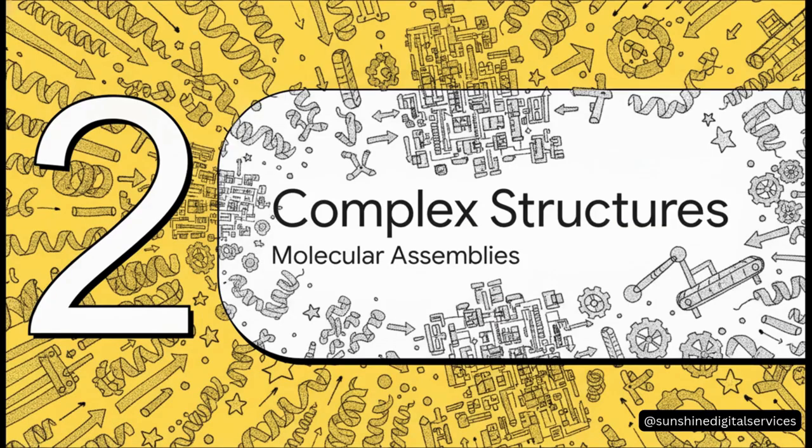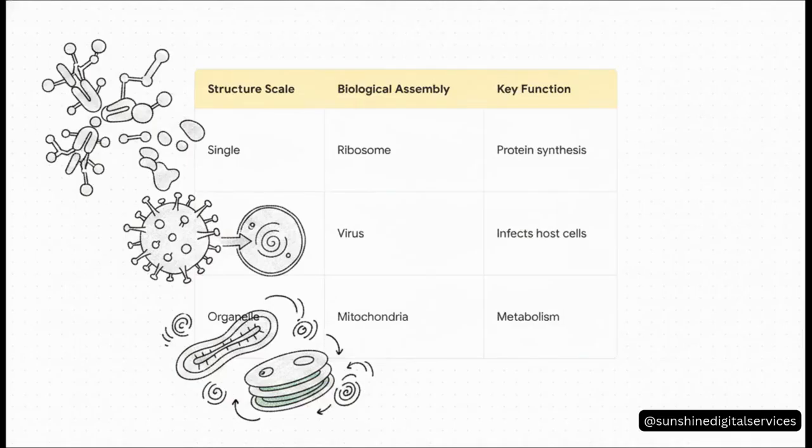Because what happens when thousands of these fundamental proteins and nucleic acids start working together? Now, what's really interesting about this slide is how we categorize scaling up. We are transitioning from a single protein or RNA right up to massive biological assemblies. For instance, the ribosome is basically the factory floor for protein synthesis. Then you scale up to genetic material like a virus, which infects host cells and replicates. And zooming out even further, you get complex organelles like mitochondria and chloroplasts handling cellular metabolism. PyMOL lets researchers dissect these massive, complex biological interactions right at the molecular level.